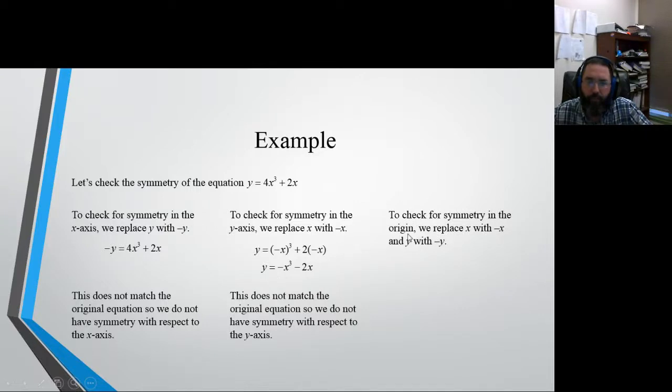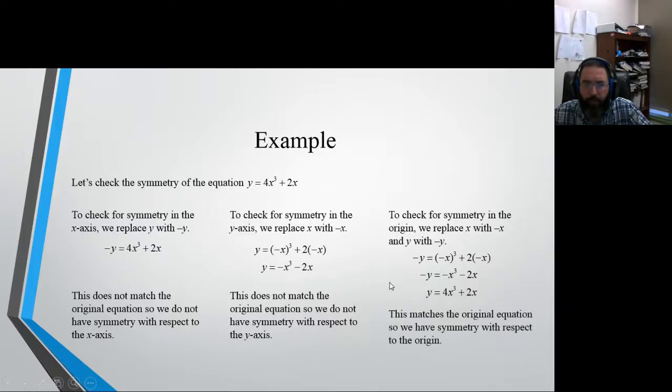Finally, checking for symmetry with respect to the origin, replace both x and y with their negative counterparts. So I end up with -y equals 4(-x) cubed plus 2 times -x. Simplifying that, I get -y equals -4x cubed minus 2x. Multiplying both sides through by -1, I get my original equation back. So I do have symmetry with respect to the origin.